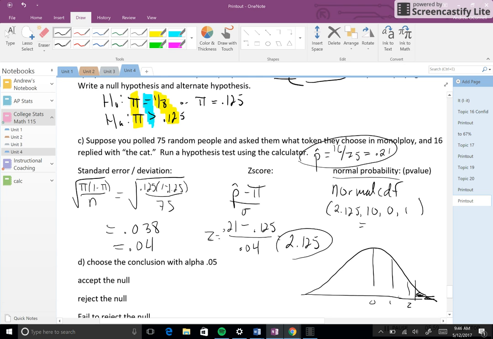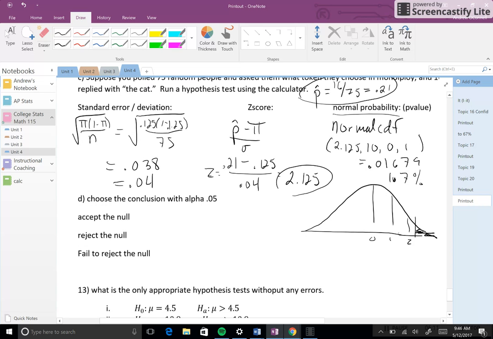That's a 0. So about 0.1679. So right about 1.7%. That's not the only way to do that.